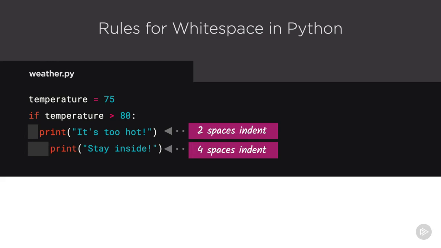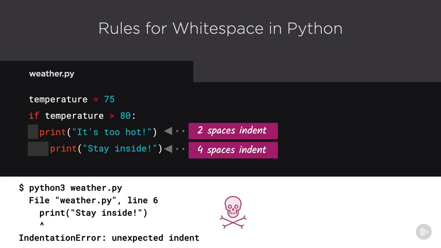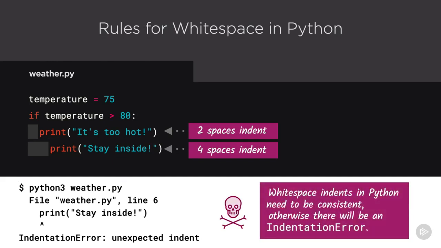For indenting code blocks in Python, usually 4 spaces are used. And if the white space is not consistent and you then use 2 spaces somewhere else, you will get an indentation error. Most IDEs will take care of the white space for you when you tab over, so you don't have to worry too much about this, but it's something to be careful with.